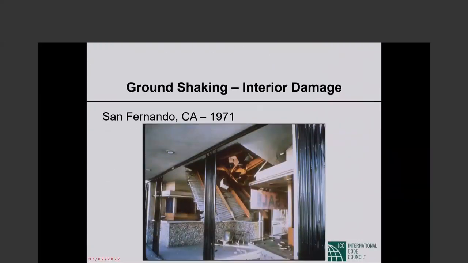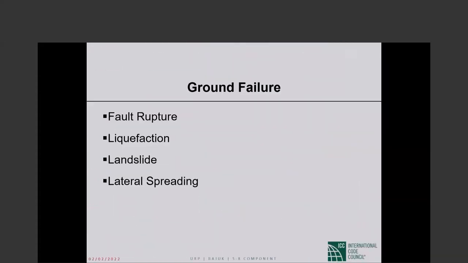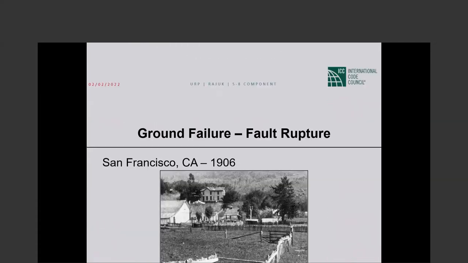And then non-structural element damage. The false ceiling has come off, lighting fixtures. This is all the time. Every earthquake you will see. The building may look fine from the outside, but you go inside and you will see a lot of damage. This is very typical. Okay, ground failure can be fault rupture, liquefaction, landslide, lateral spread.